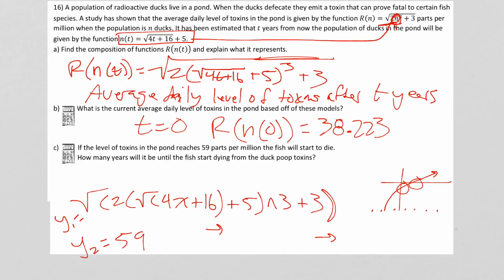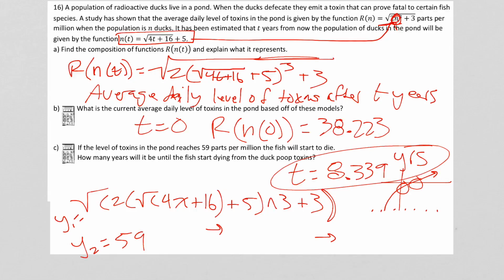So y2 equals 59. Second, calculate, intersect, enter, enter, enter, and we get t equals 8.339 years. And that is our answer. And we're finished with our learning guide.